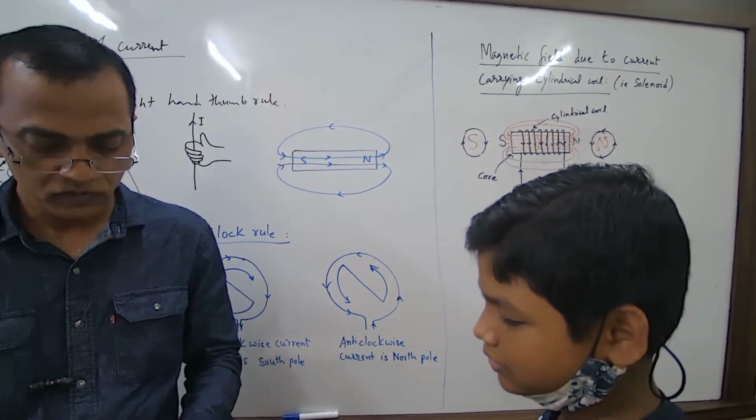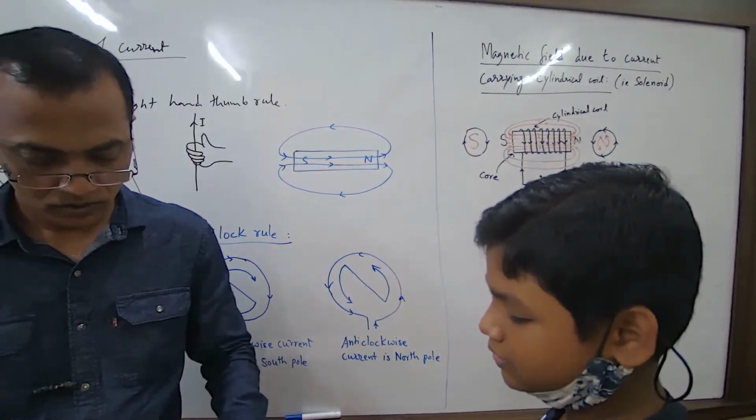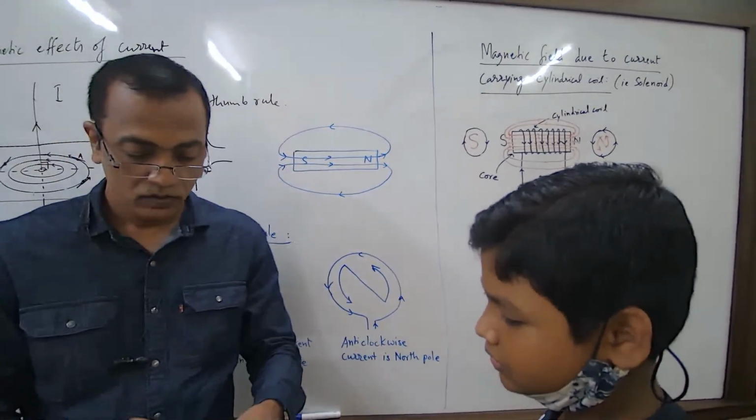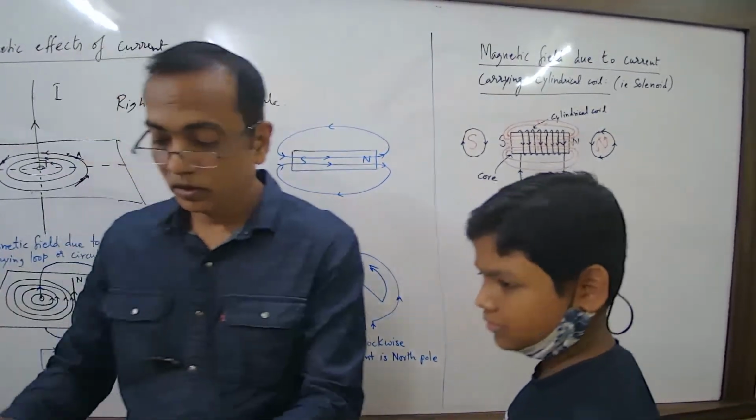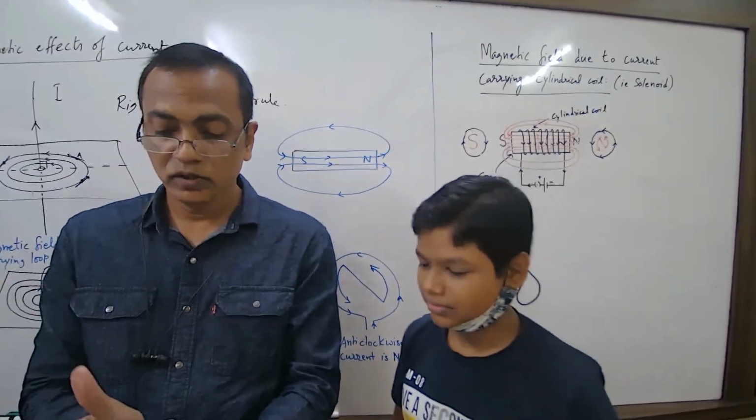Let's make it 3. Okay, all right. This side, now how it is? This is how it is, right? Yes, sir. So where is it?